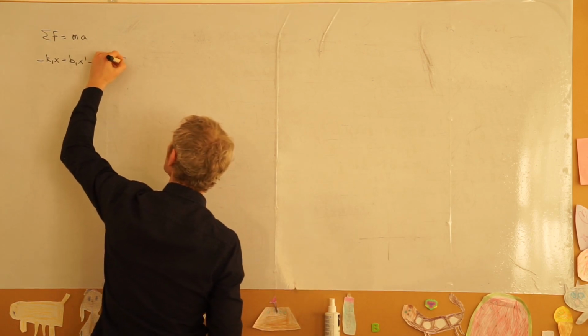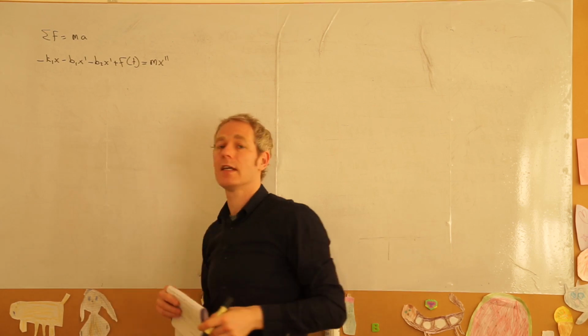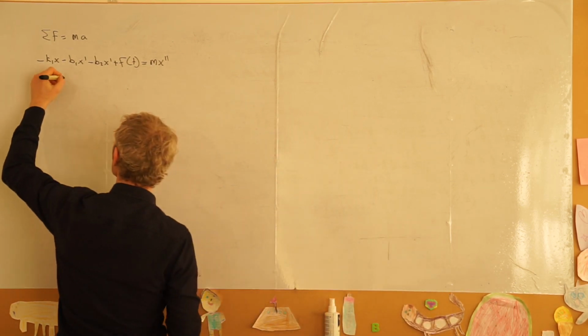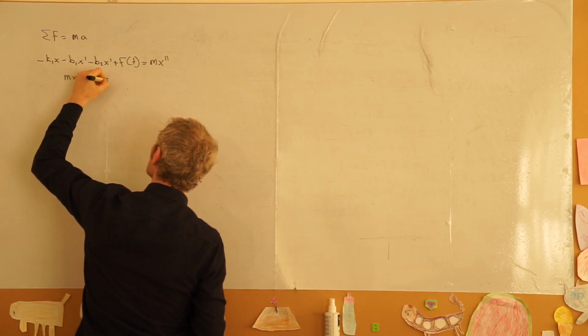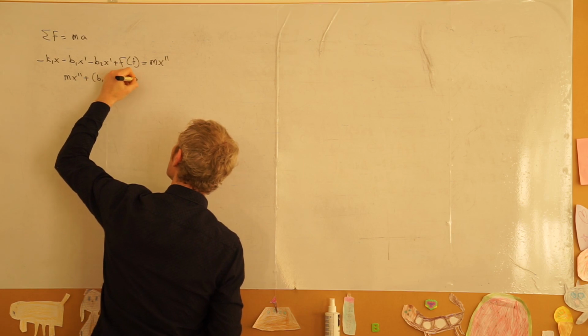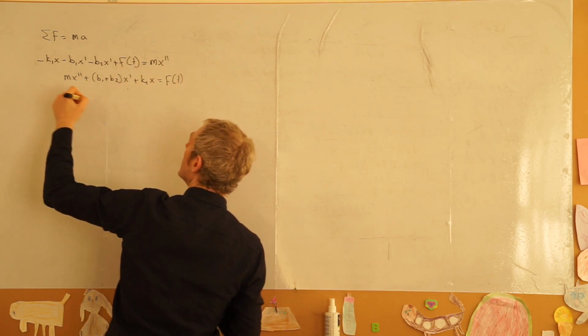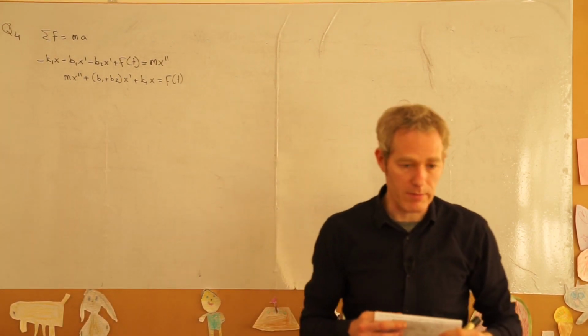We have F of t, which is a positive force, is equal to m times the second derivative of the displacement. And if we gather this all together, we get m x double prime plus (b1 plus b2) x prime plus k1 x is F of t. And that really concludes question number 4.